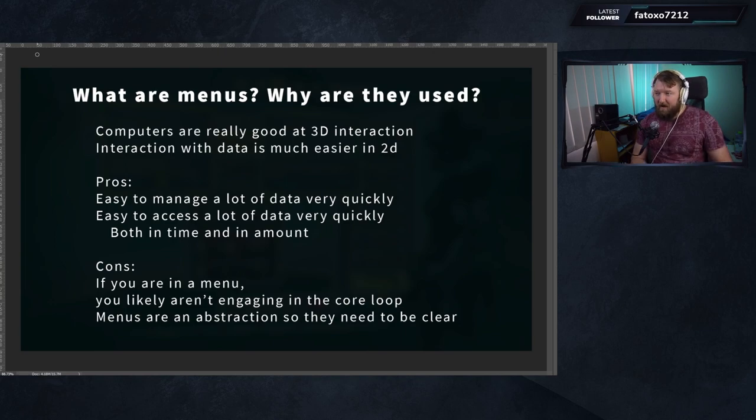But likely, if you think about most giant AAA games, it's a 3D world, you've got some form of physical interaction, whether it's shooting or combat or jumping or flying or whatever. If you're in a menu, you're probably not doing that, right? So they get in the way of the player engaging with the core loop. Maybe not as much as doing all of those things outside a menu, but they are in the way. And the other thing is that those menus become an abstraction of what we're trying to work out. So we want them to be clear about what they're doing, and we want to do our best to get as much information into the player as possible so they can make their choices and get back to the core game loop.